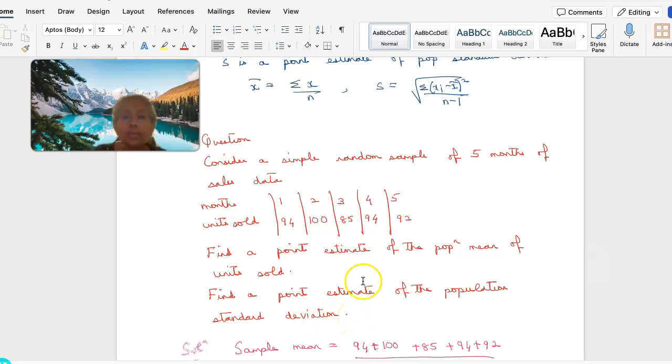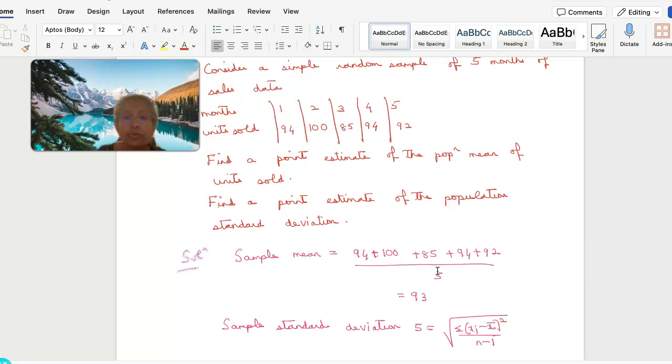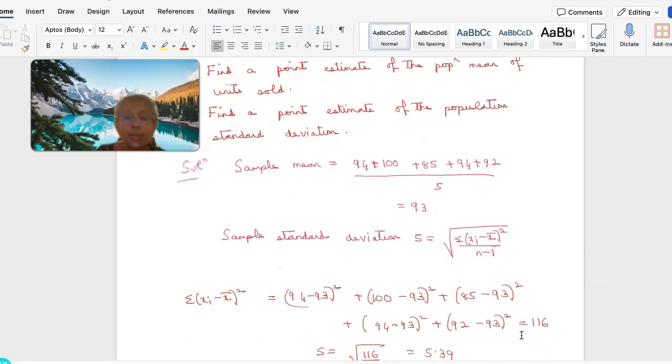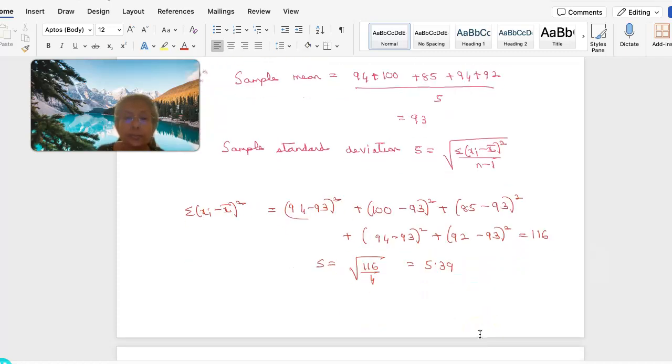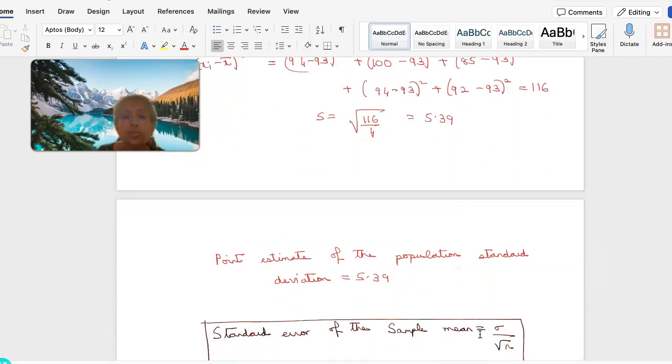The sample mean will be: you add all this and divide by 5, which is 93. Sample standard deviation is given by S equal to square root of summation xi minus x bar the whole squared by n minus 1. So the summation of xi minus x bar the whole squared becomes 116, and S becomes square root of 116 by 4, which is 5.39. Okay, now the point estimate of the population standard deviation is 5.39.